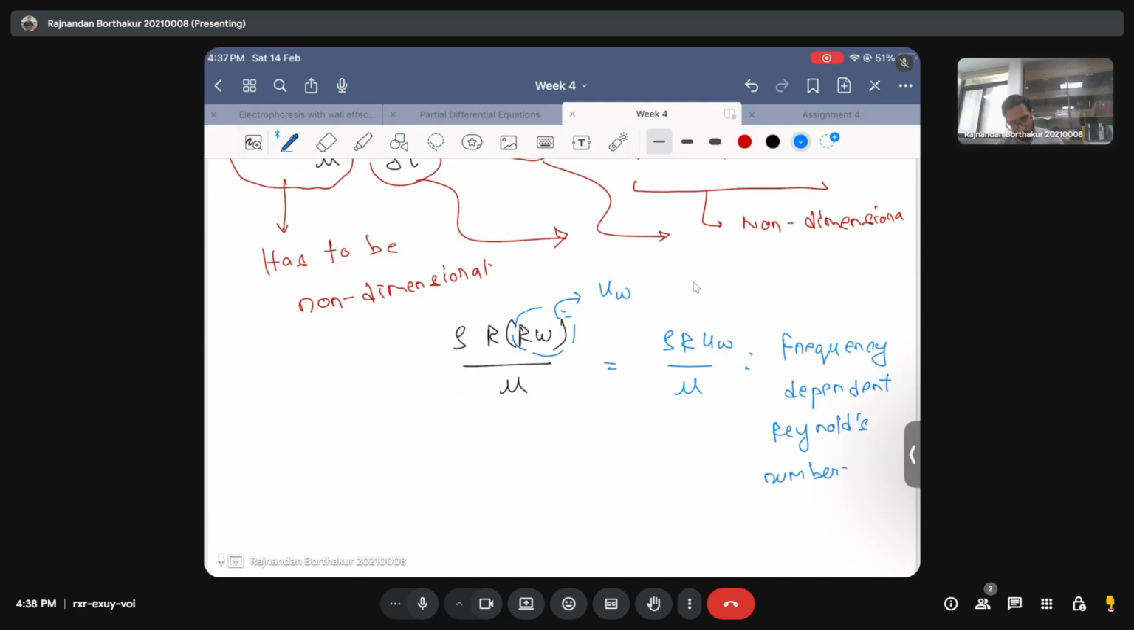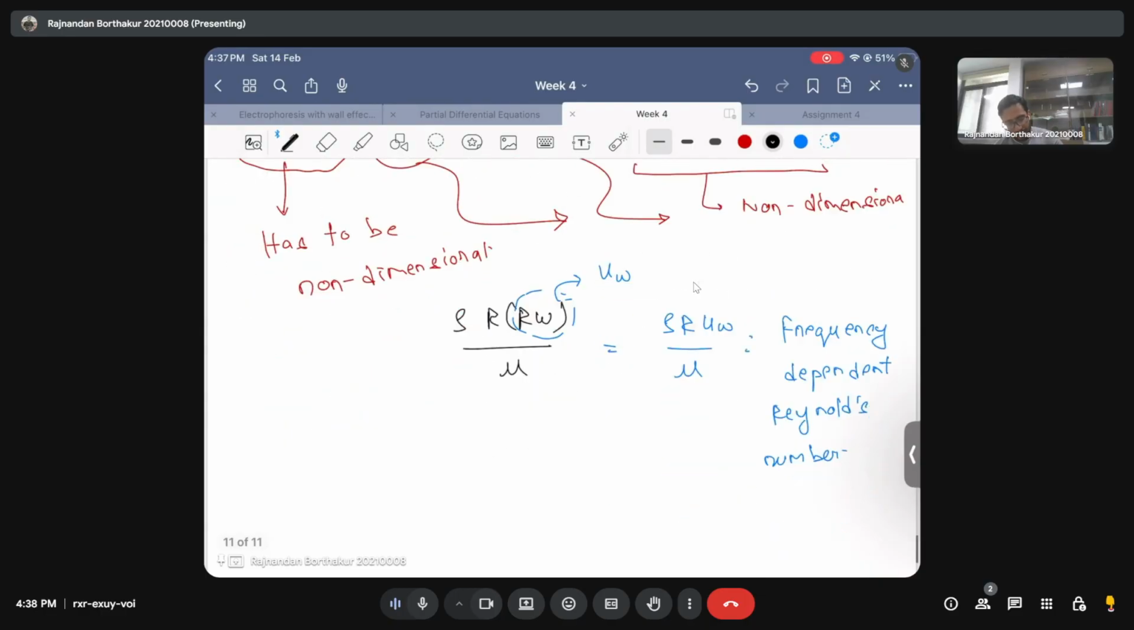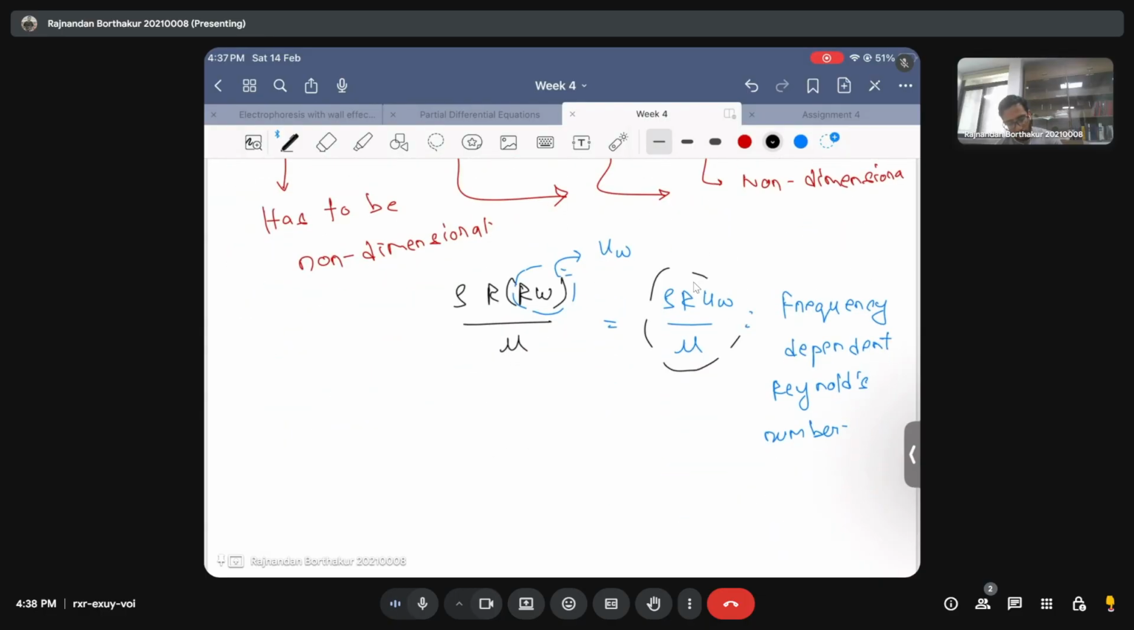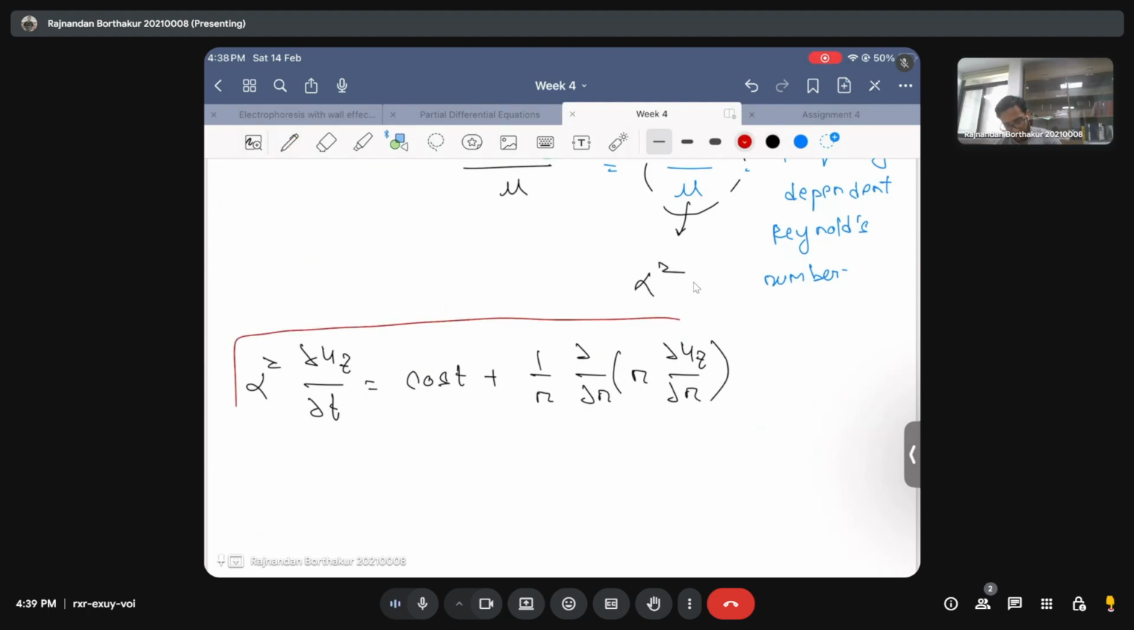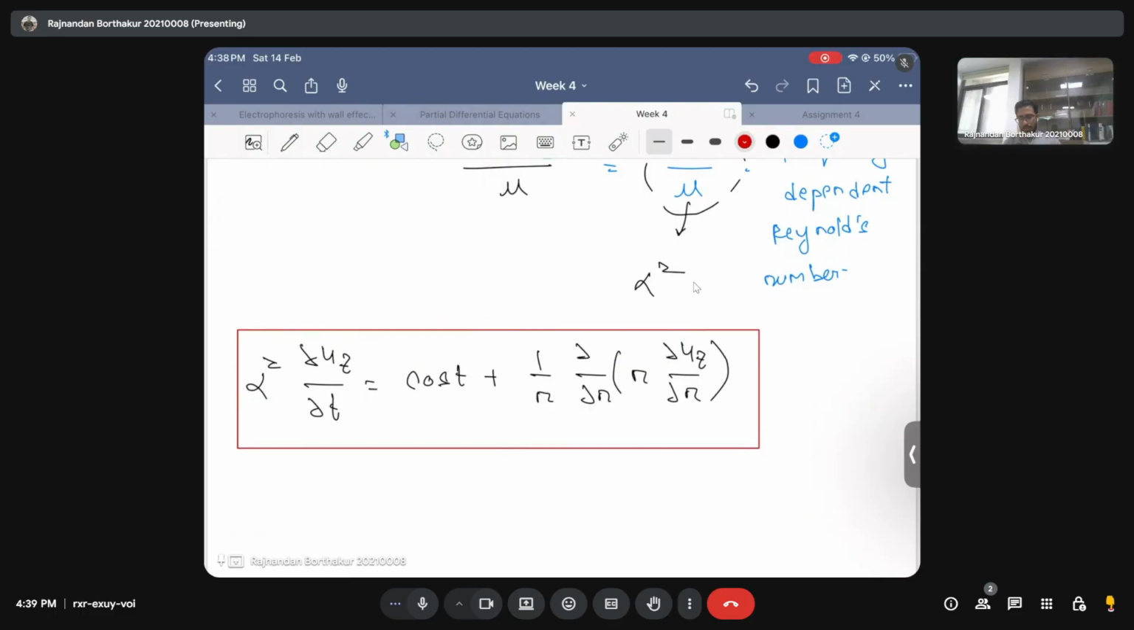Okay, so I will call this rho times r omega by mu alpha squared, because I know that this is just a non-dimensional quantity, which is nothing but the frequency dependent Reynolds number. Then this equation just boils down to alpha squared times del uz by del t equal to cos t plus 1 upon r del del r of r times del uz by del r. That is your non-dimensional equation for the corresponding dimensional equation that we had.